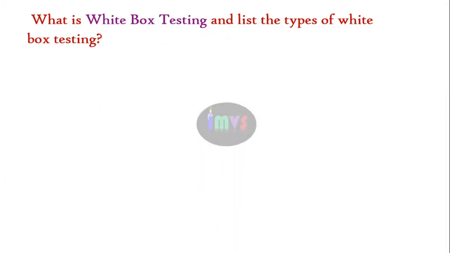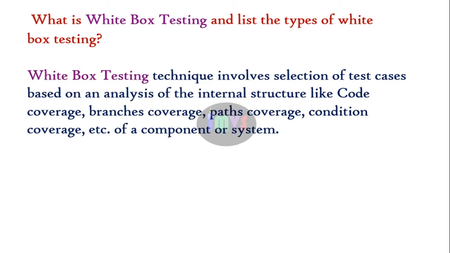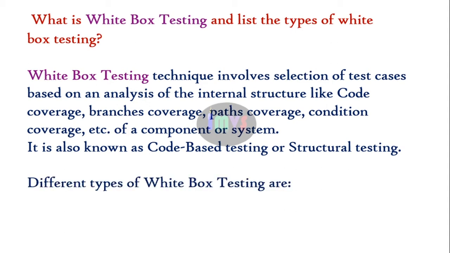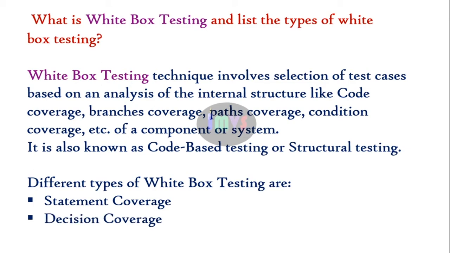What is white box testing and list the types of white box testing? White box testing technique involves selection of test cases based on an analysis of the internal structure, like code coverage, branch coverage, path coverage, condition coverage, etc., of a component or system. It is also known as code-based testing or structural testing. Different types of white box testing are statement coverage and decision coverage.